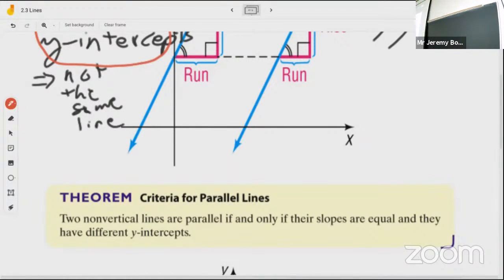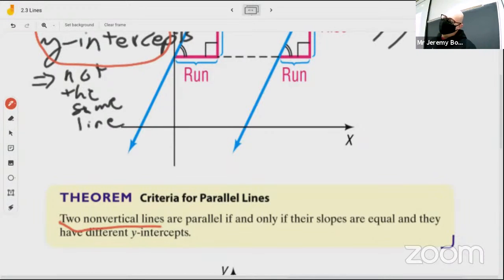Now it's weird that they say two non-vertical lines. Why do you think they say that? A vertical line doesn't have a slope. The slope is undefined, so it can't really be equal to each other. But if you have two vertical lines and they have different, they don't necessarily have to have a y-intercept, right? So if they have different x-intercepts, then they would be parallel. As long as they don't have the same x-intercept, because then they would be the same line, not parallel whatsoever. They're constantly running into each other.